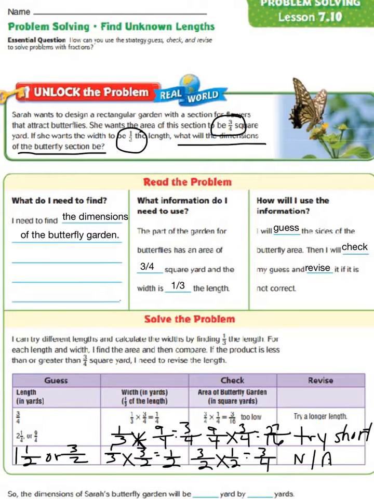So our next guess is going to be about 1.5 yards in length, or 3/2. So we'll take our 1/3, multiply it by the 3/2, and that gives us 1/2. So then when we take the 3/2 and multiply it by 1/2, you see that gives us our 3/4. So we know that we are correct. So there's nothing over here that we need to revise.